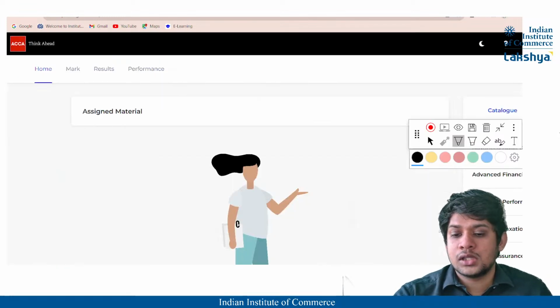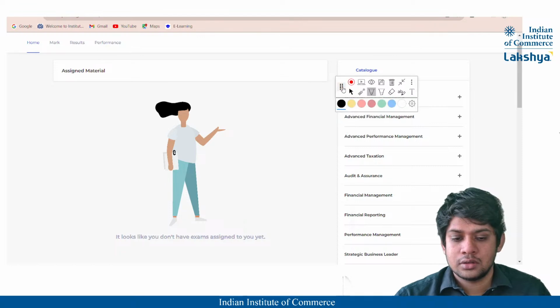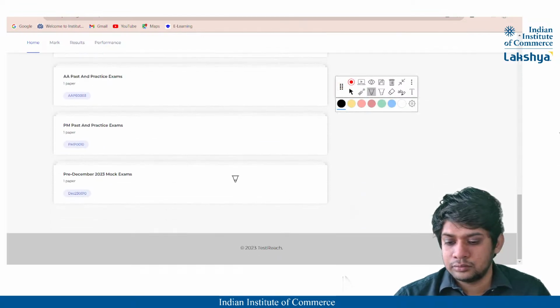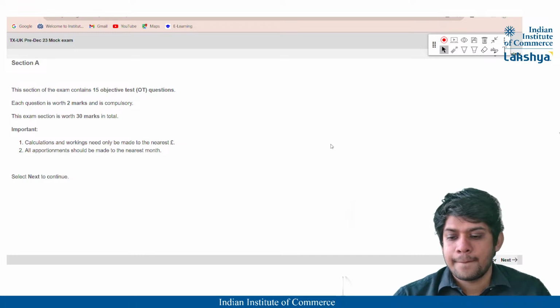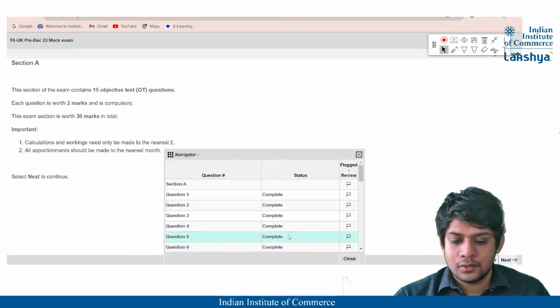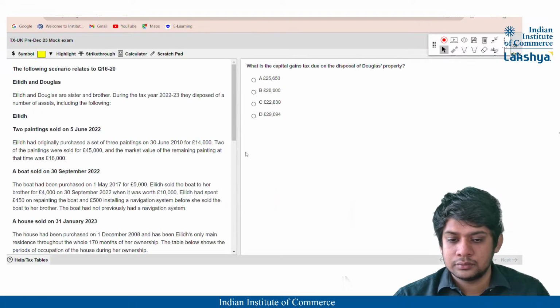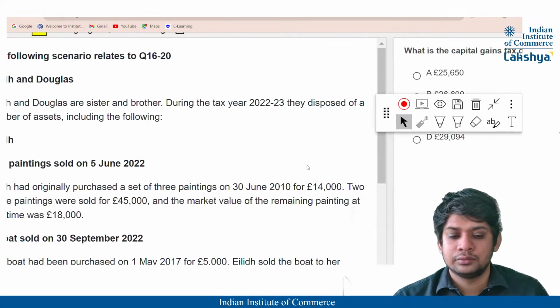Residential property, oops. The paper is shut. Do I have an option to resume it? Yeah. Now all this is complete. Yeah, on Douglas's property. Yes.